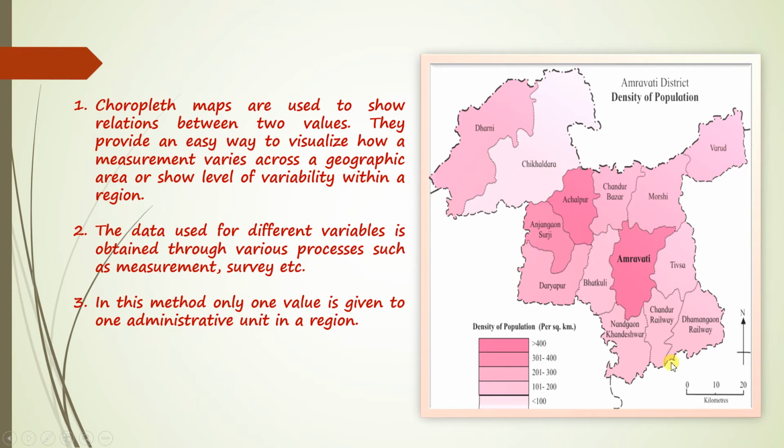Now in this method, only one value is given to one administrative unit in a region. Now administrative unit means what? Now this is a map of Amravati district. This is a district, and what you see here are talukas. So in one administrative unit, only one color is given. See here, Chikaldara shade is different. Achalpur shade is different. So this is how only one shade is given to one administrative unit.